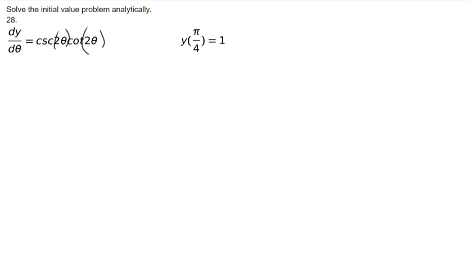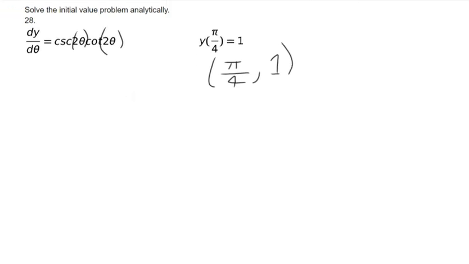I wish they would do that in the problem. And I'm going to rewrite this as the point pi over 4, comma 1. All right, again, separation of variables. Let me move this over a little bit so I have some room. I'm going to multiply both sides by d theta. So I have d theta times this side and d theta times this side.